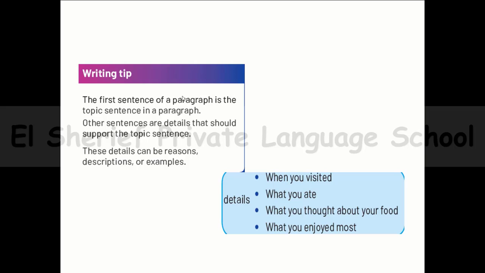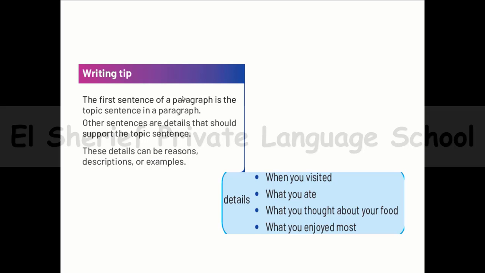First of all, the first sentence of a paragraph is the topic sentence. Now remember this word, the topic sentence. The first sentence in a paragraph is the main sentence that tells you what the paragraph will be about, the main idea of the paragraph. Other sentences in the body of the paragraph are details that should support the topic sentence and discuss more about it. These details may be reasons for your topic, descriptions, or examples.